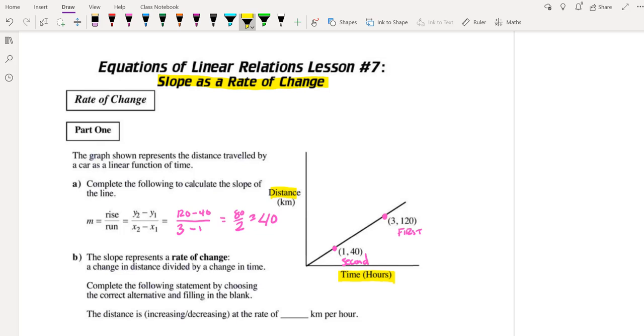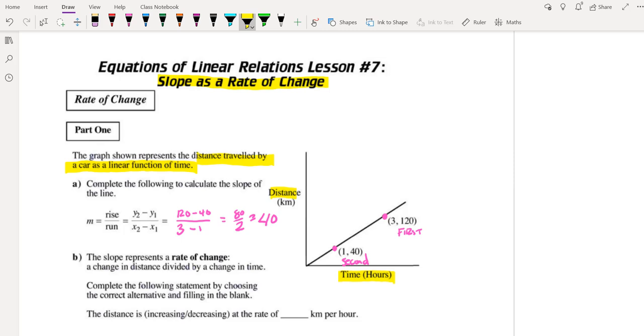So in this particular example, what does this slope represent, right? I didn't even read the question to begin with. I just went straight to calculate the slope. Let's put this into context because it's important not to lose the context, right? So this graph here represents the distance traveled by a car as a linear function of time, right?